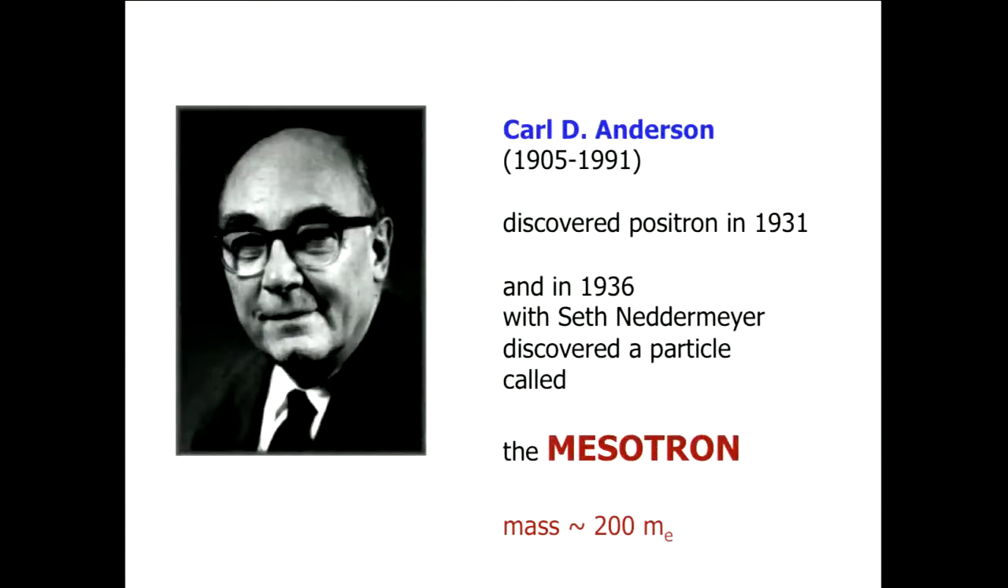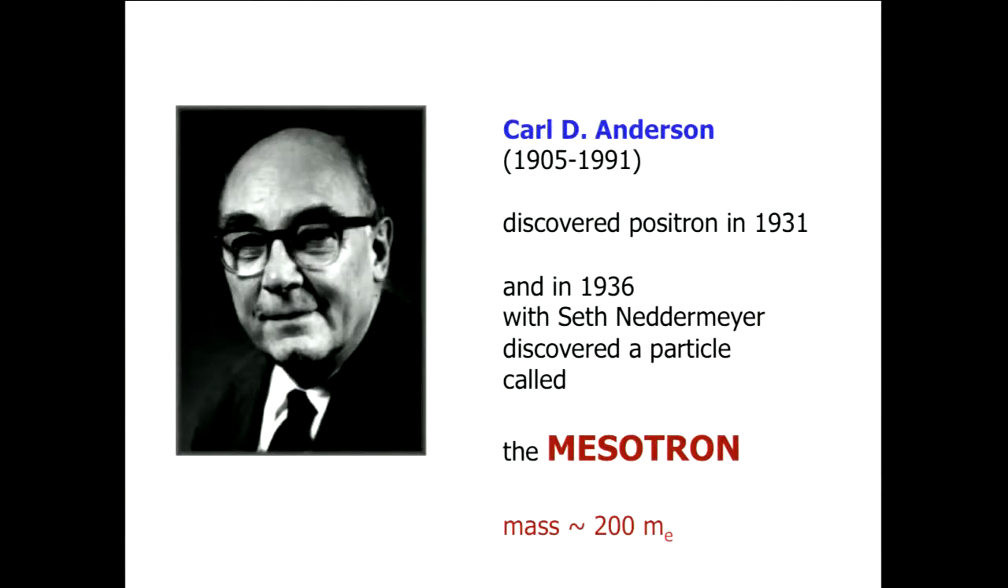And he made a big discovery with his own research student, actually, Seth Neddermeyer, and they discovered a particle in 1931 which they called the mesotron. Okay, spoiler alert, this is the muon. But it wasn't called that then, it was called the mesotron. They worked out that it had a mass of about 200 times the electron mass.